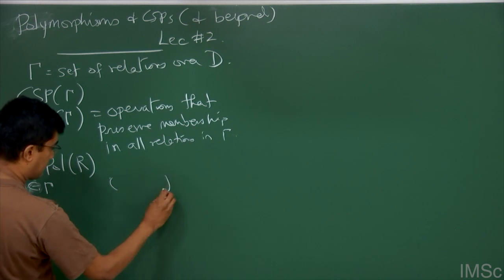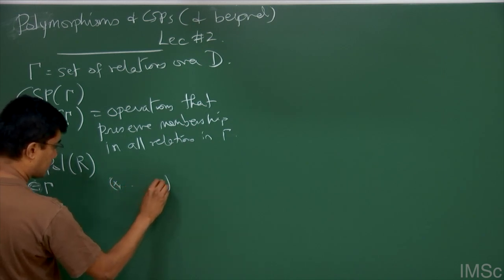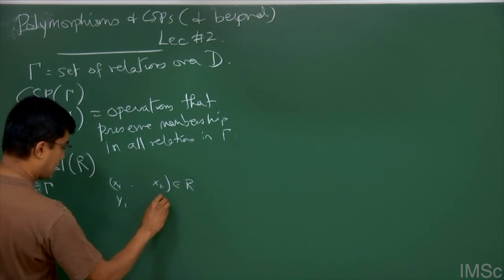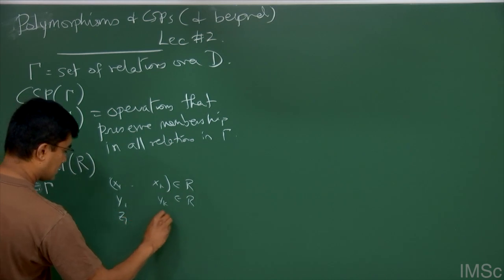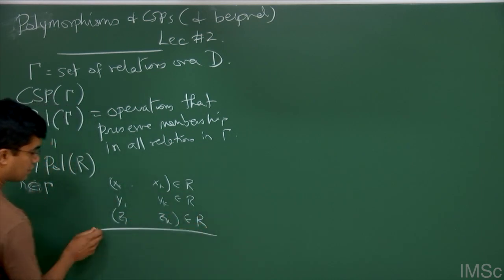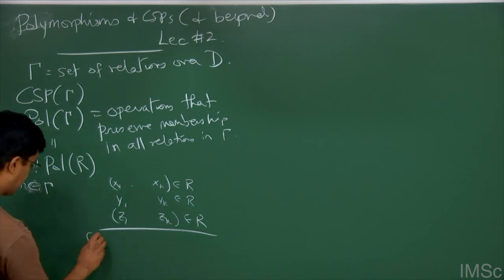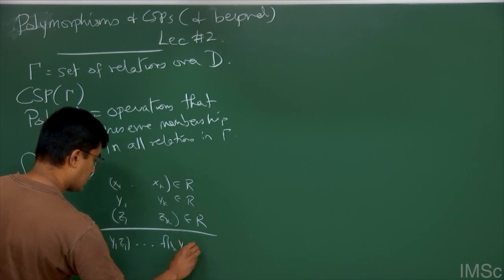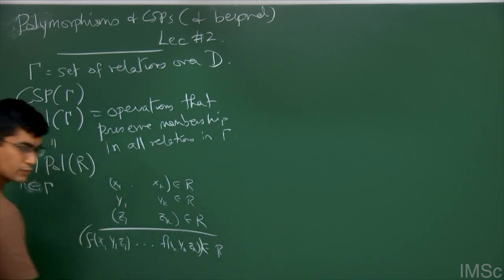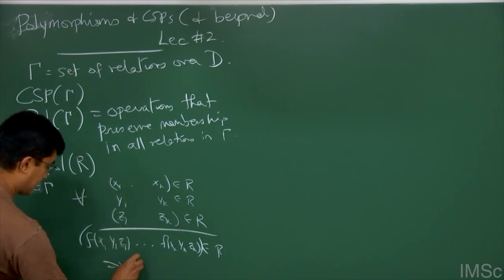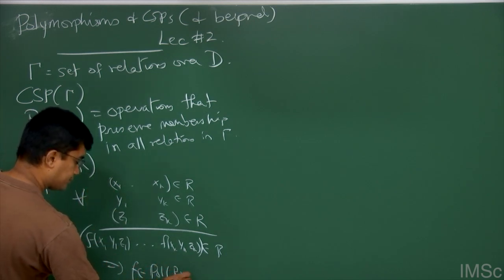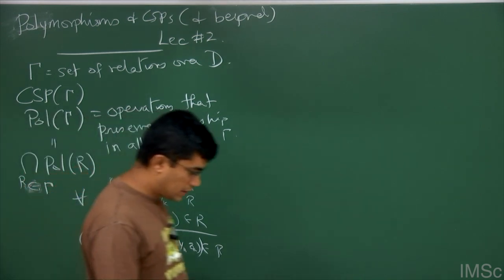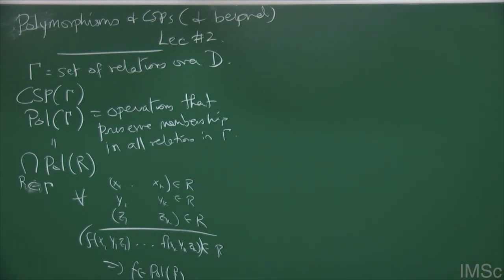You can write down some tuples in R: x1 through xk is in R, y1 through yk is in R, z1 through zk is in R. And let's say you have a ternary operation f of arity 3, then f of x1, y1, z1, dot dot dot, f of xk, yk, zk is also in R. So if this happens for every triple, that implies f is a polymorphism for R.